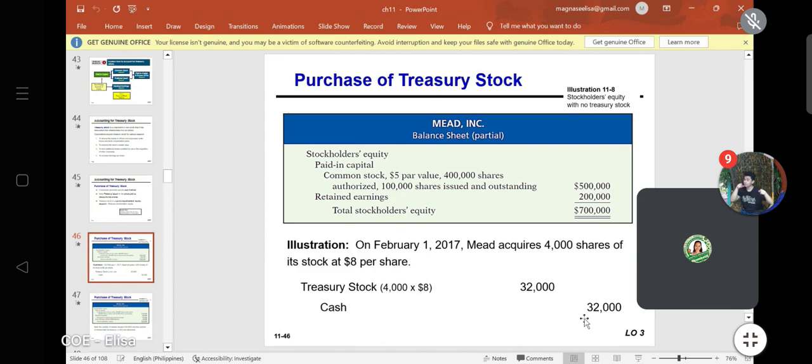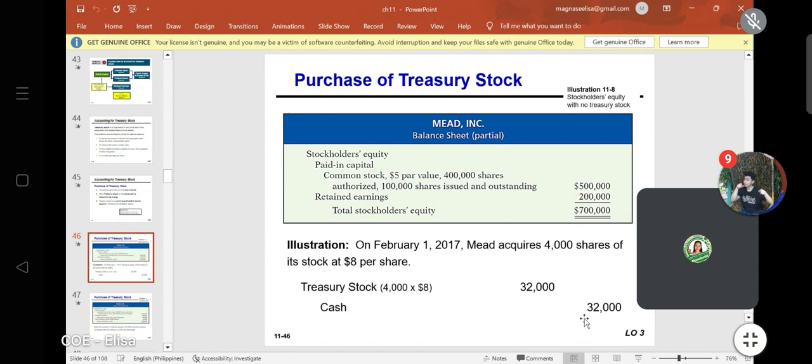Then what follows is the number of shares authorized, 400,000 shares, and then 100,000 shares issued and outstanding. So meaning, that 400,000 shares is the authorized capital stock. And then out of the 400,000, 100,000 shares are issued and outstanding. So meaning, it has already been bought by the public.